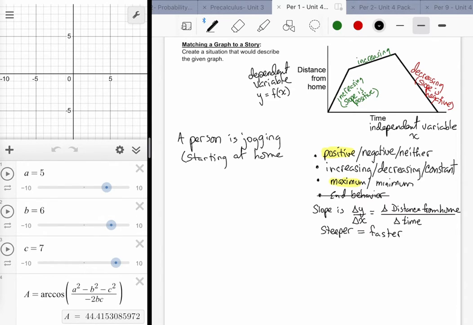Now, we need a justification. Starting at home, what's the indication that we're starting at home? Well, there's a point on the graph, but that point on the graph corresponds to an x value of 0 that corresponds to a y value of 0. That's great, but using function notation, we would say f of 0 is equal to 0. A person is jogging, starting at home. We know that because f of 0 is equal to 0.